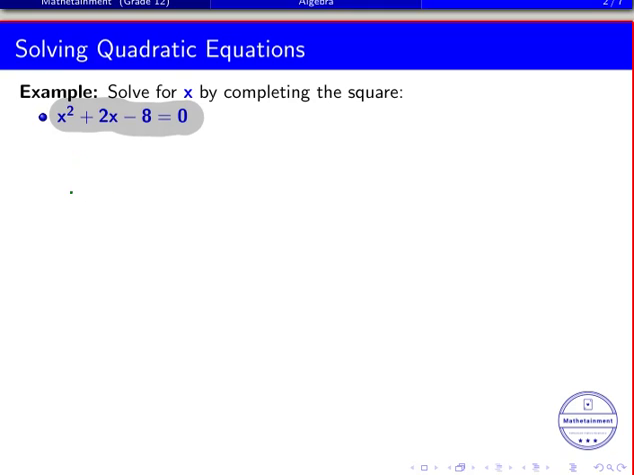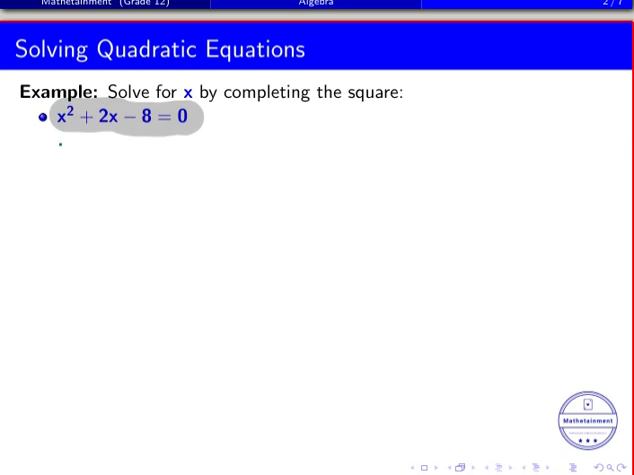And then the first step says, make sure that the coefficient of x squared is 1. And it looks like that coefficient is already 1. So we bypass the first step. The second one says, transpose the constant to the right-hand side. The constant there is -8. So we want to transpose -8 to the right-hand side.